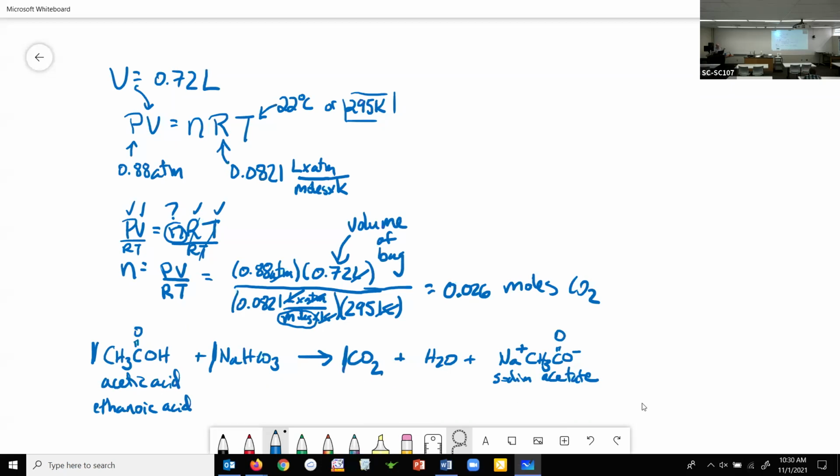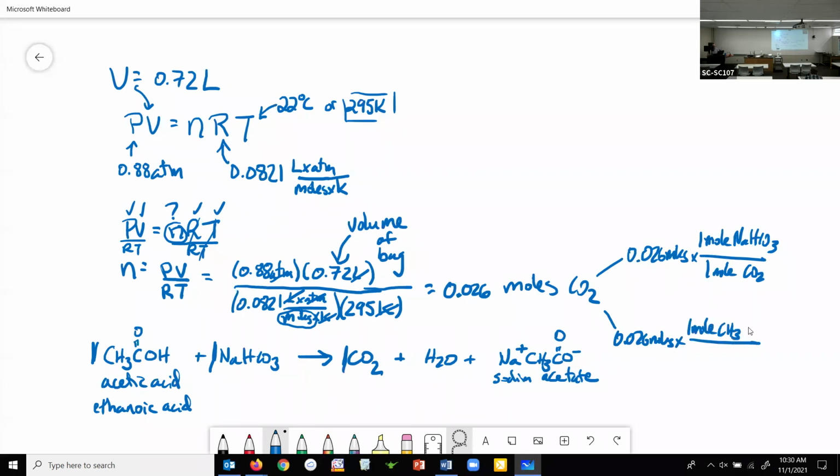Now, the good news is it's all 1 to 1. So what that means is my 0.026 moles of carbon dioxide will require 1 mole of baking soda for every 1 mole of carbon dioxide to be made. And my 0.026 moles of carbon dioxide will require 1 mole of the acetic acid for every 1 mole of carbon dioxide that I want to make.